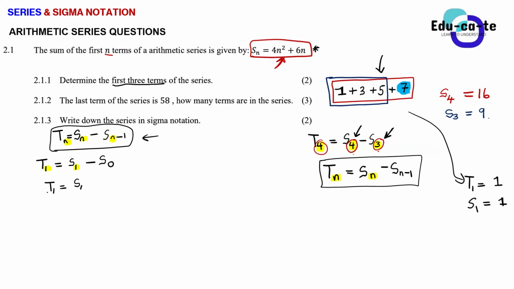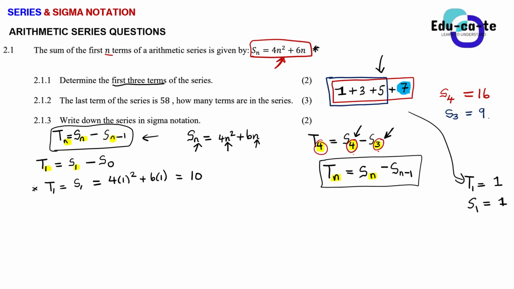We now know that term 1 is the sum of 1 term. Using the general formula for finding the sum, Sn equals 4n squared plus 6n, where there is n, you put 1 to find the sum of 1 term. This is now going to be 4 times 1 squared plus 6 times 1. 4 times 1 squared is just 4. 4 plus 6 will give you 10. So the first term is 10.